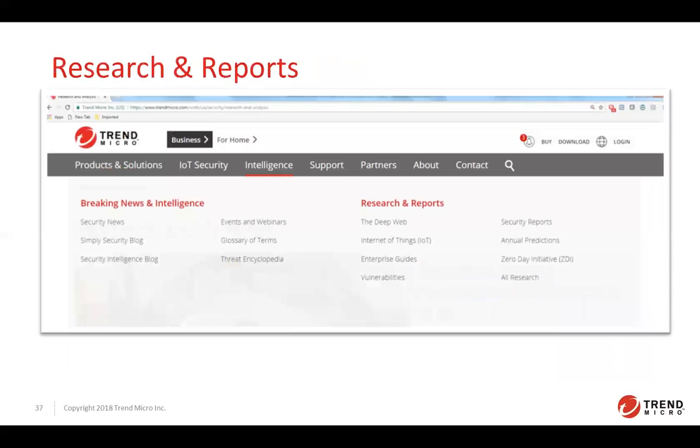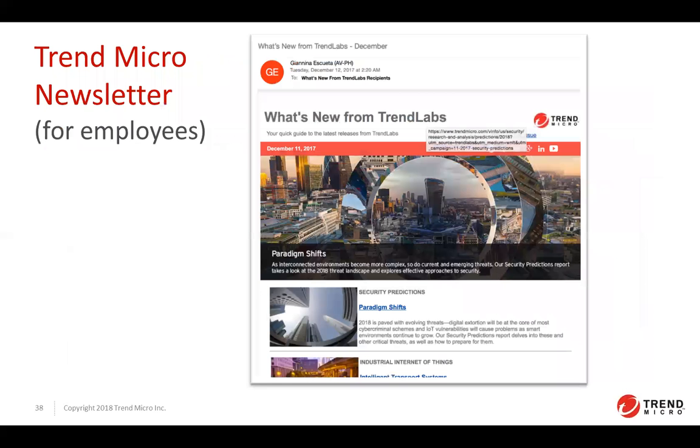You can also find research and reports under that intelligence section. If you want to read about the latest threats, the deep web, IoT, Internet of Things, or vulnerabilities, we have our security reports, and our annual predictions reports are all available in that section of the website.